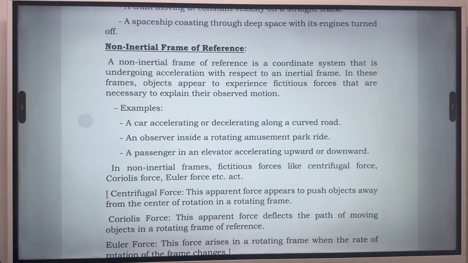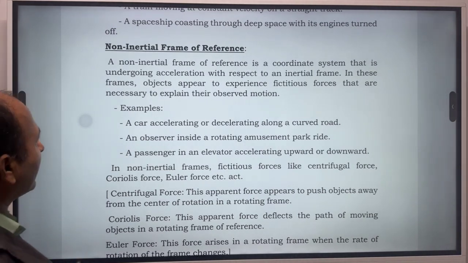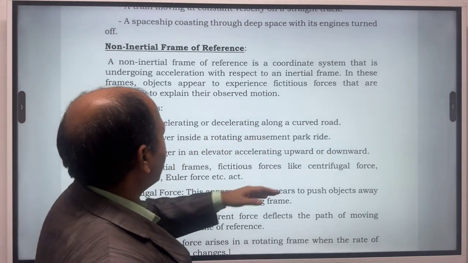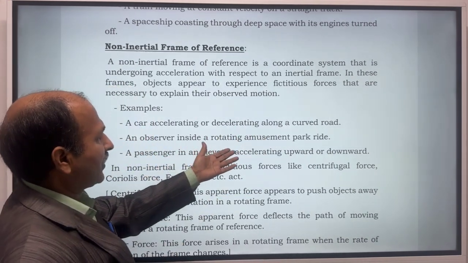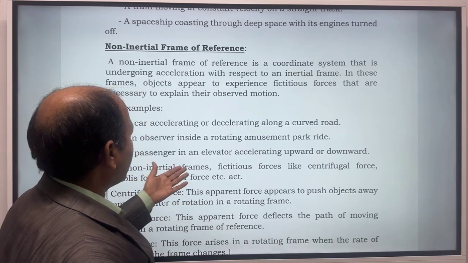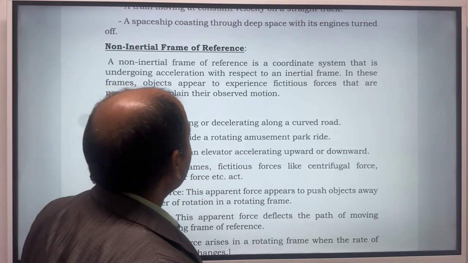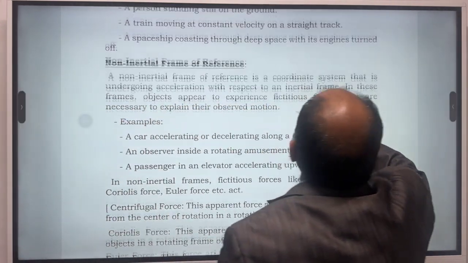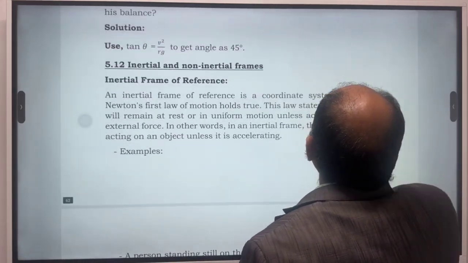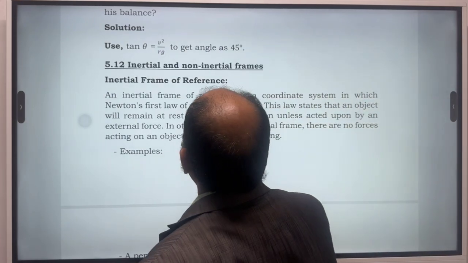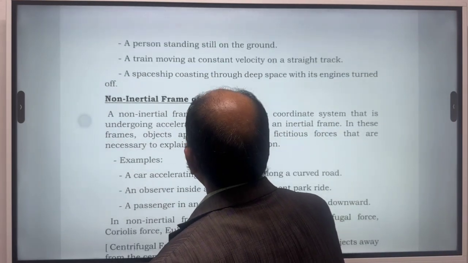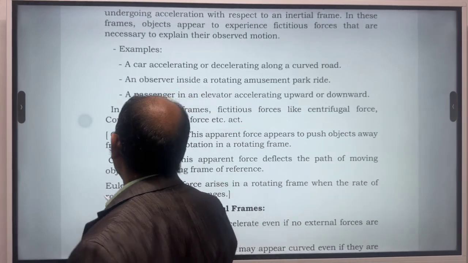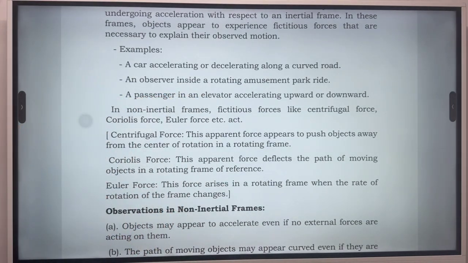Then comes non-inertial frame of reference, accelerated frame. Examples are a car accelerating or decelerating along a road, an observer inside a rotating amusement park ride, a passenger in an elevator accelerating upward or downward. In such cases, Newton's law will not apply. As you have seen in the earlier case, Newton's first law applies. Here there will be extra acceleration because it will be acted upon by some other forces also.